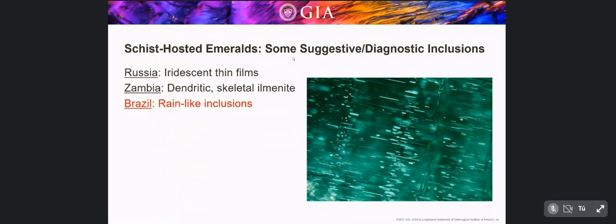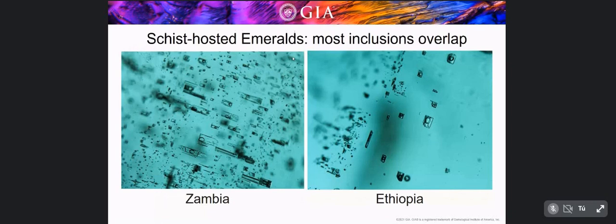So there are some things we can look for in the microscope to help with an origin call for schist-hosted emeralds. The only problem is most of those diagnostic or suggestive inclusions are not very common. Like those thin films we see in the Russian emeralds, you might see those in like 5 to 10% of the Russian emeralds, but it's not going to be very common. So you cannot really rely on that as a constant indicator of origin for a Russian emerald.